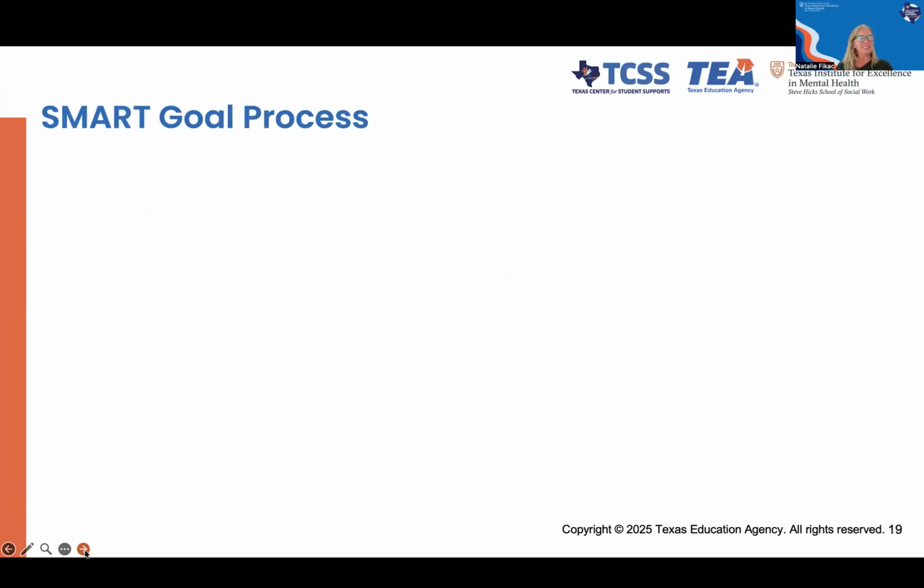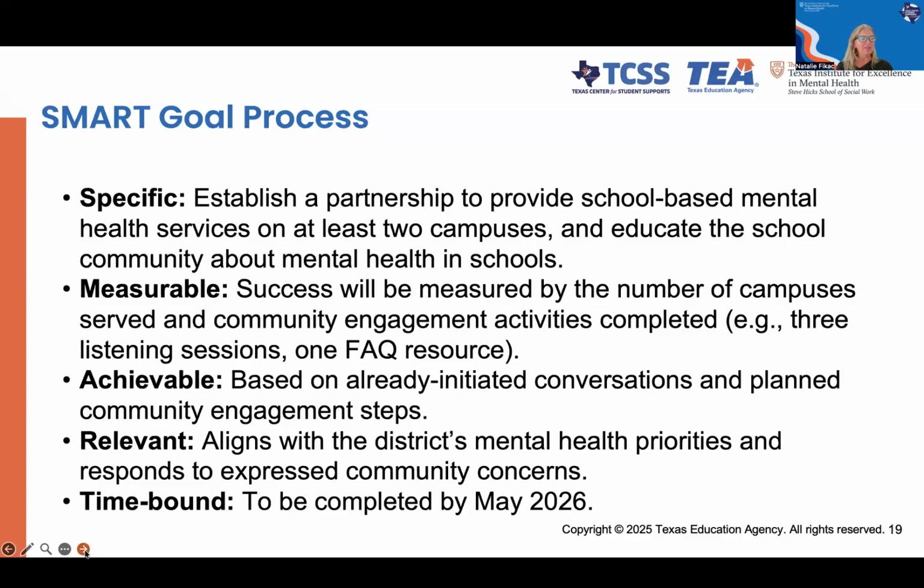When we consider this scenario and the root causes identified in the first part of this training, there are several different SMART goals that could be created based on what the school team considers to be most important. Let's take a look at the different pieces of the acronym SMART. Here are some specific areas that a SMART goal could be created. Establish a partnership to provide school-based mental health services on at least 2 campuses and educate the school community about mental health in schools.